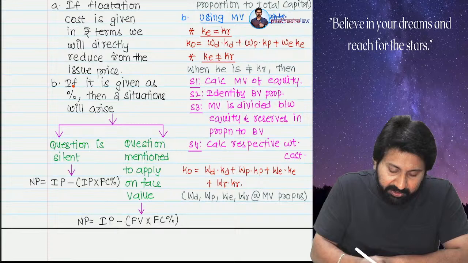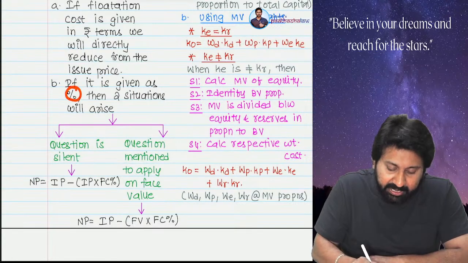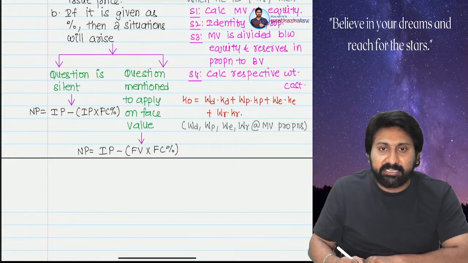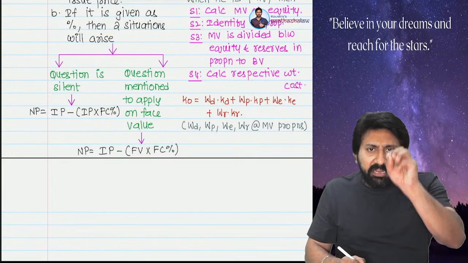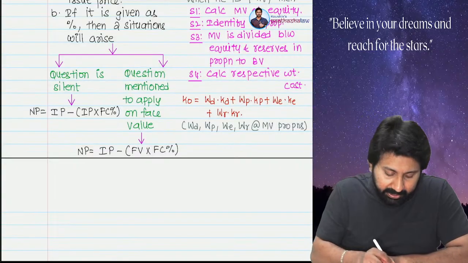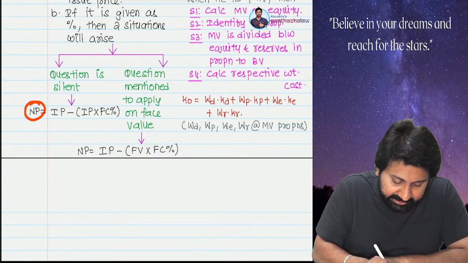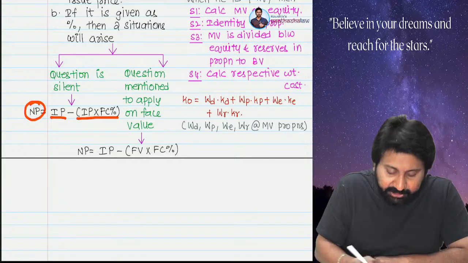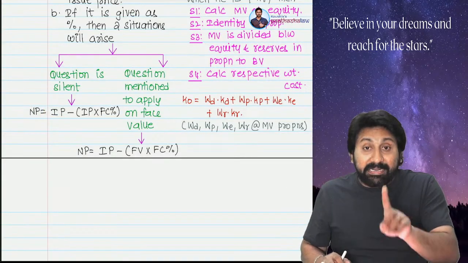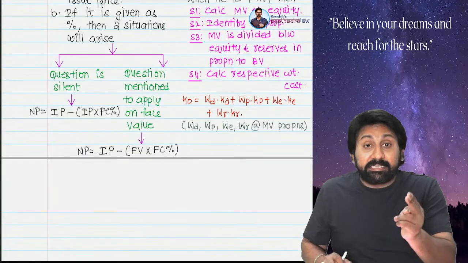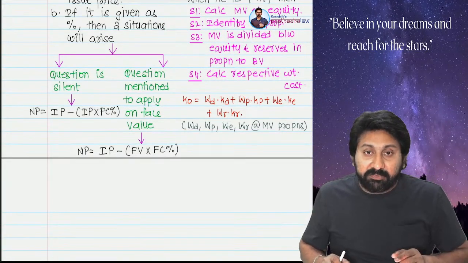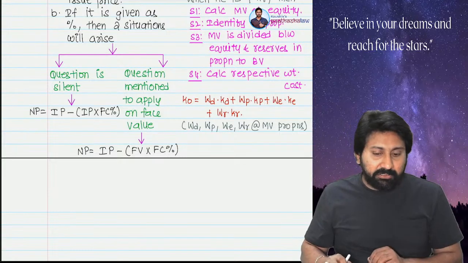Next, if it is given as a percentage, then two situations will arise. If the question is silent, meaning it is not indicating which factor to take, then NP is issue price minus issue price into flotation cost percentage. Generally, the percentage of flotation cost is applied on the issue price only. For example, the issue price is 103, meaning 103 includes a premium. Okay, a 3 rupee premium is also there.